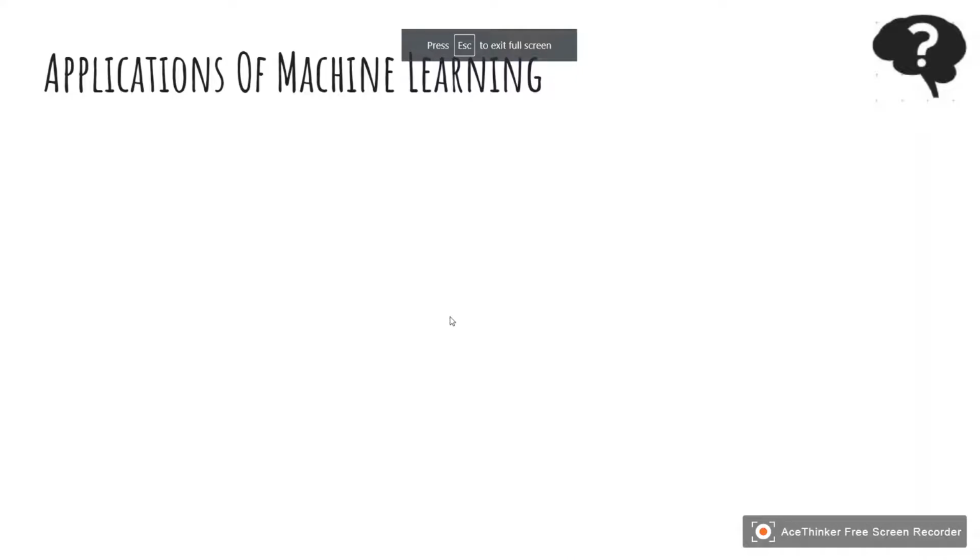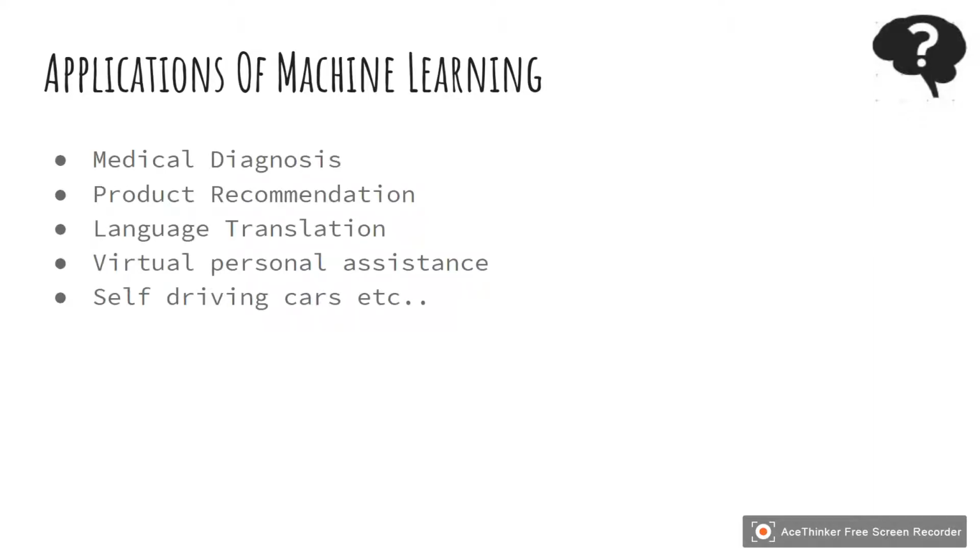Let's learn what the applications of machine learning are and which domains machine learning is primarily used in. These are the different domains where machine learning is primarily used. The first one is medical diagnosis. Let's say you give an X-ray to identify whether this person has COVID-19 or not, or whether this person has lung cancer or not. By just looking at the X-ray, the machine learning algorithm can identify whether that person has COVID-19, or is cancer positive or not.